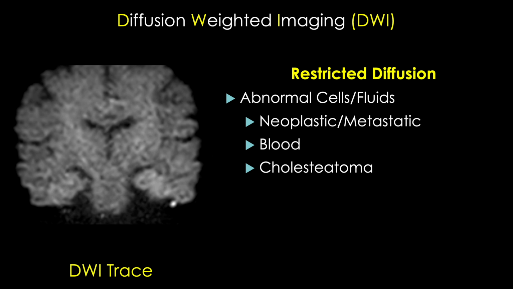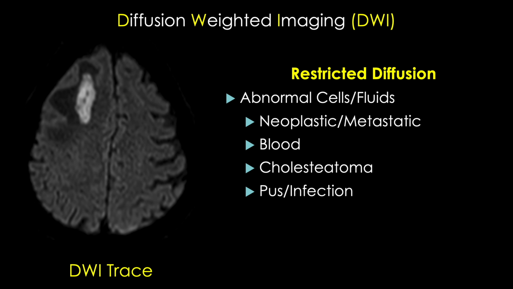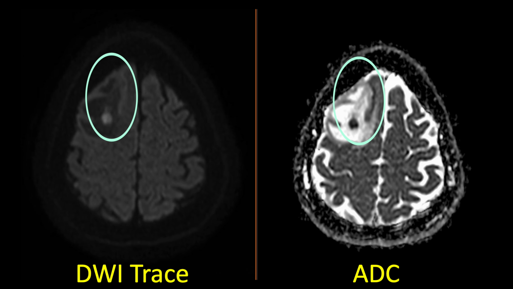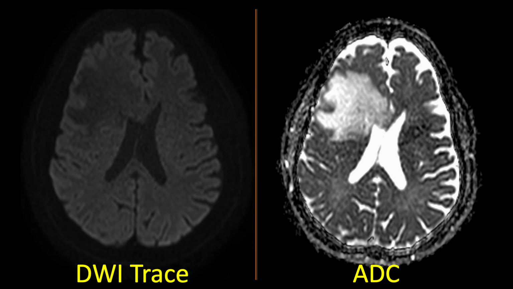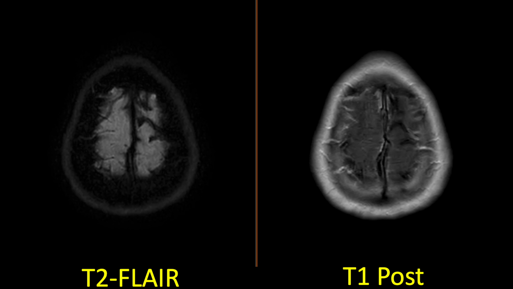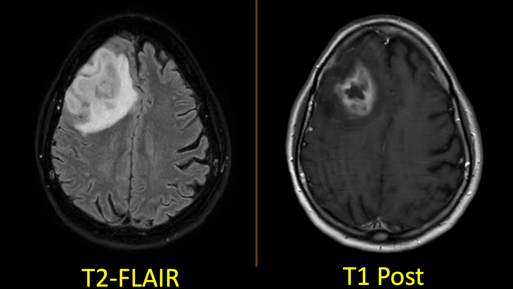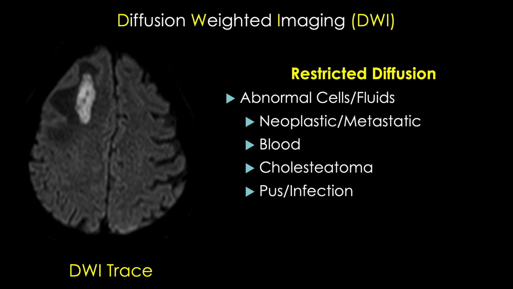Finally, let's talk about one more classic etiology that causes restricted diffusion, and a very useful one at that. Pus, or purulent material from infection. In this example, we see a prominent large area of restricted diffusion within the right frontal lobe with extensive surrounding increased diffusion. On the FLAIR and T1 post-contrast images, you can see this corresponds with a peripherally enhancing lesion with extensive surrounding edema. This combination of peripheral enhancement with striking central restricted diffusion is diagnostic of an abscess.